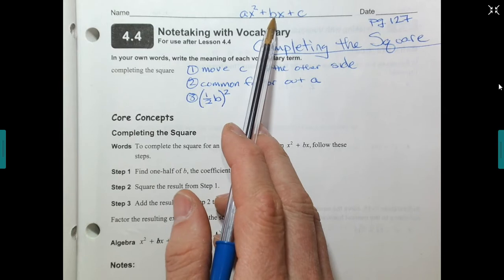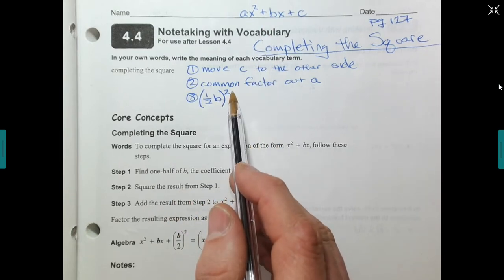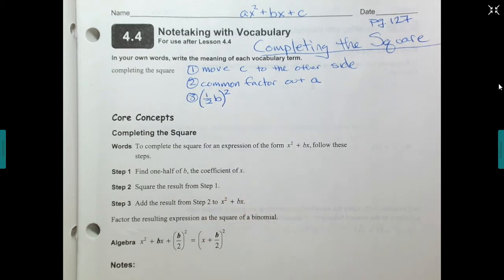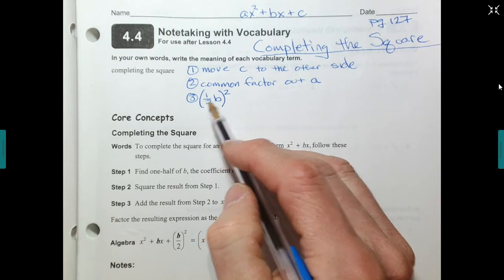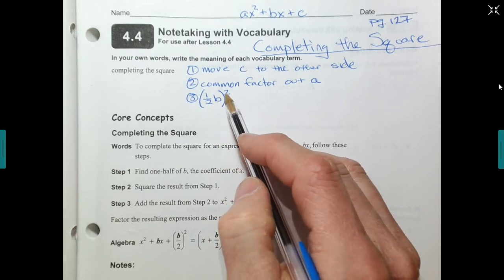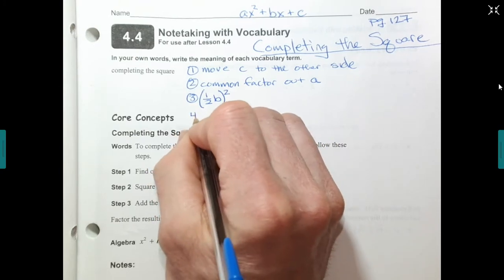So let's say the b value is 8. Half of b is 4. 4 squared is 16. So our third step would be 16. Let's say our b value was 10. Half of 10 is 5. 5 squared is 25. We'll do some examples of that.